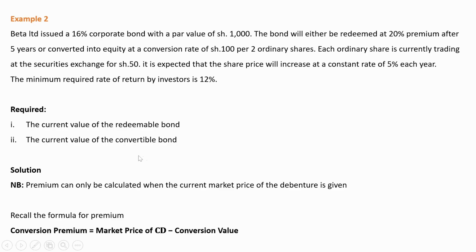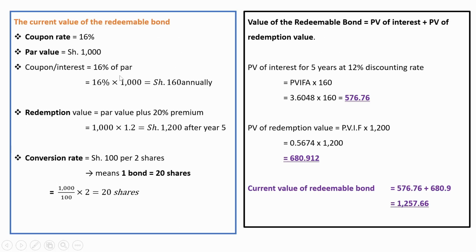So now let us start with the first one. This is very easy because it is the present value of the interest plus present value of the principal. So the current value of the redeemable bond. In the question we are given the coupon rate is 16%. The par value is 1,000. So what is the interest per year? 16% of 1,000, which is 160. So 160 is an annuity because you get it every year. So you are going to find the present value of 160.